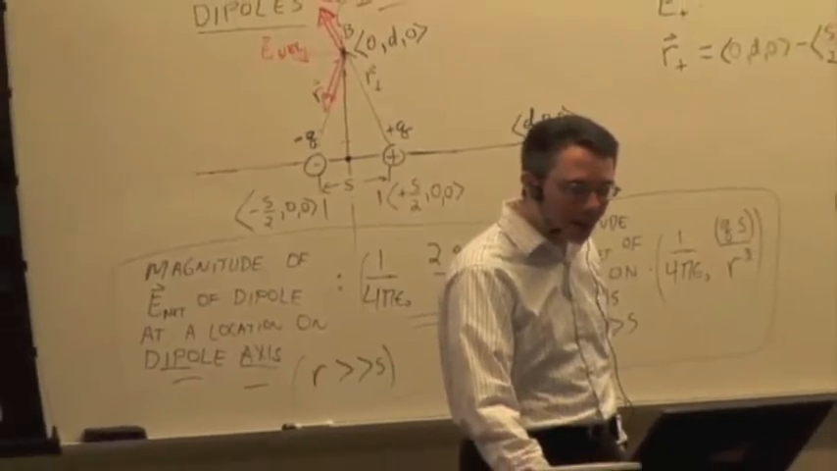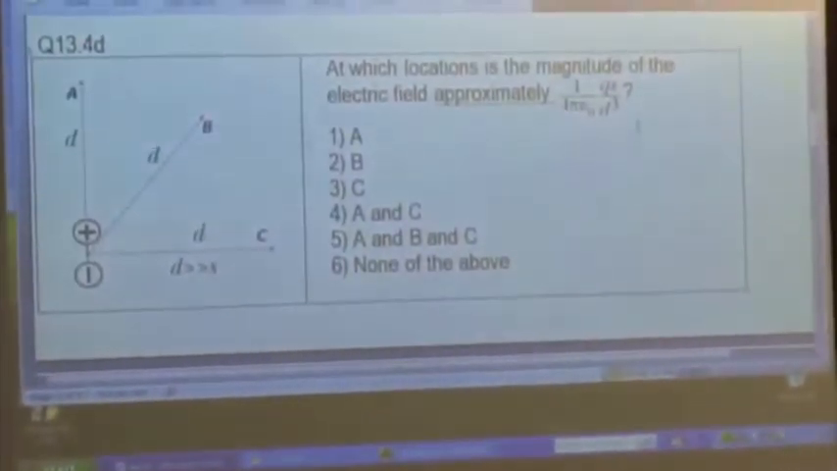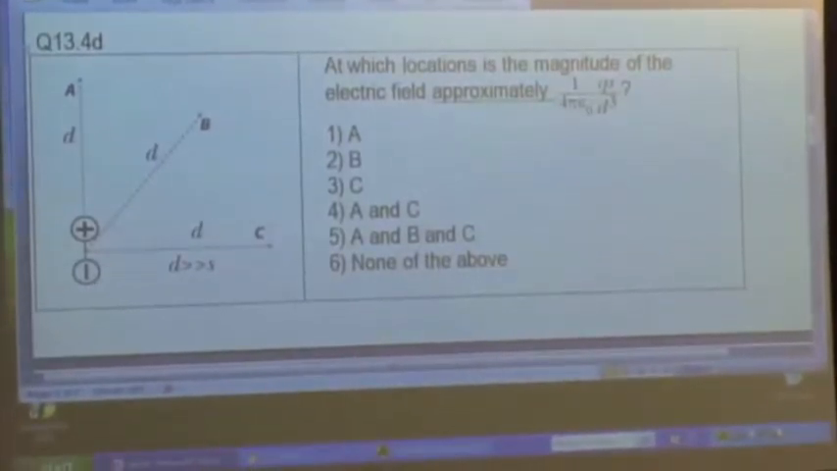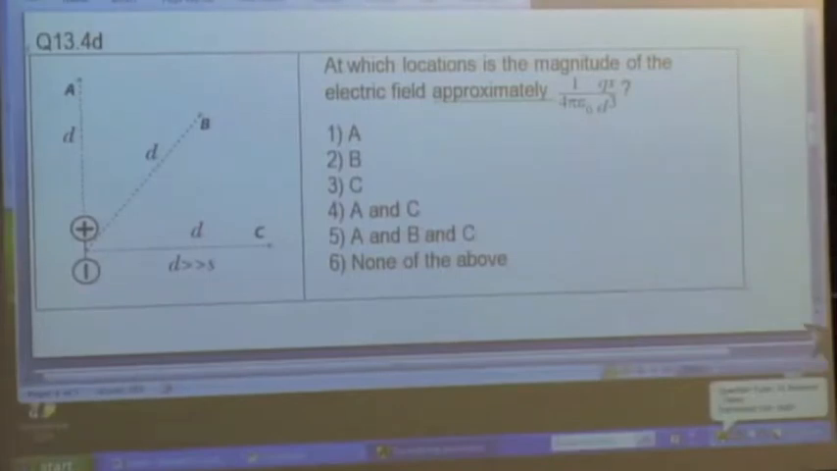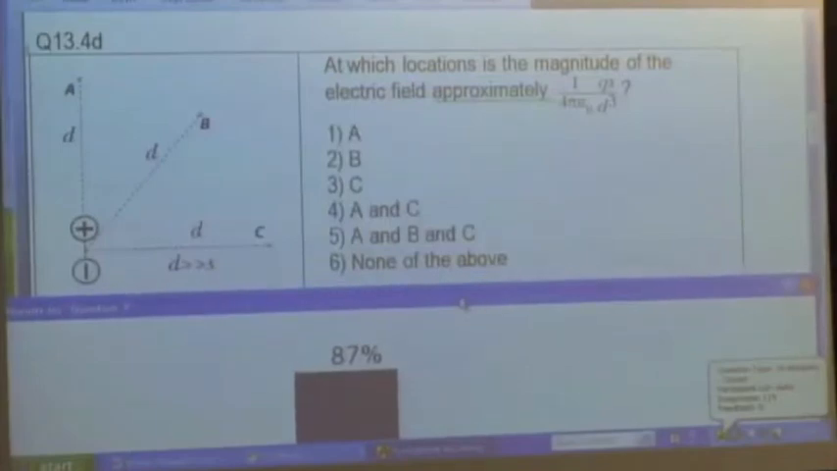Let's try another one. At which locations, A, B, or C, or maybe combinations of them, is the magnitude of the electric field approximately 1 over 4 pi epsilon 0 QS over D cubed? Where again, S is the separation, D is the distance from the center to A or to B or to C. 87% say answer number 3, C, which is correct, right?